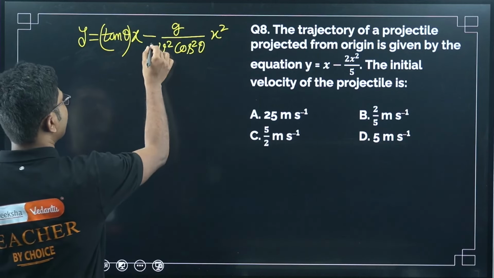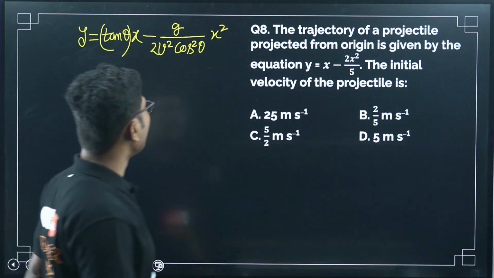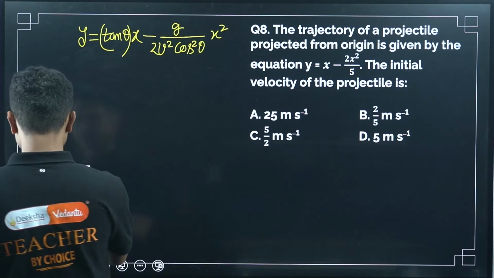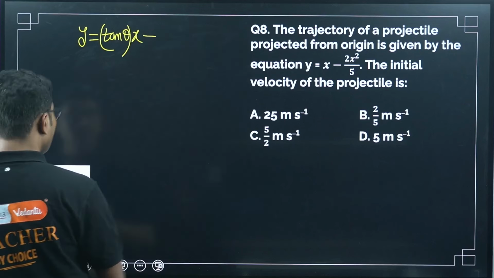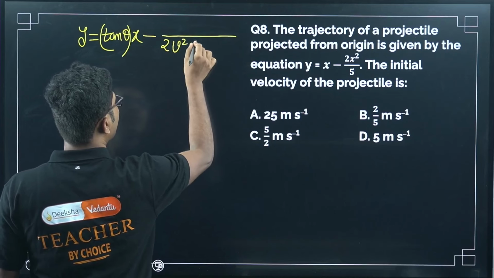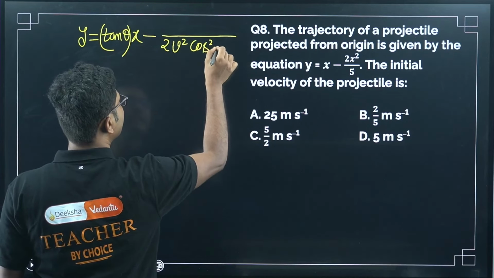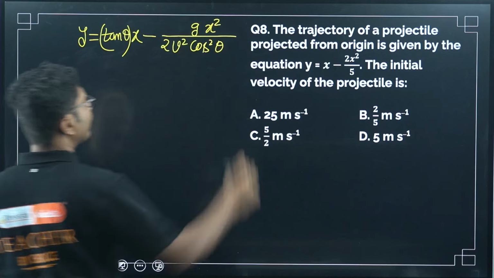There is a 2 here. This is the formula for projectile motion equation. I hope you remember that. It is g x square over 2 v square cos square theta. Whatever way you remember.